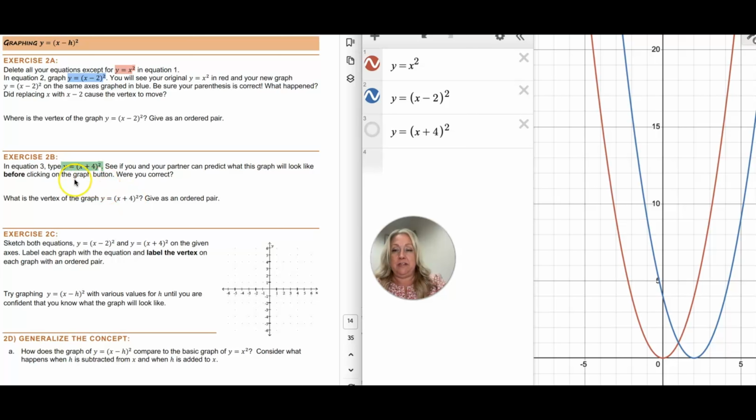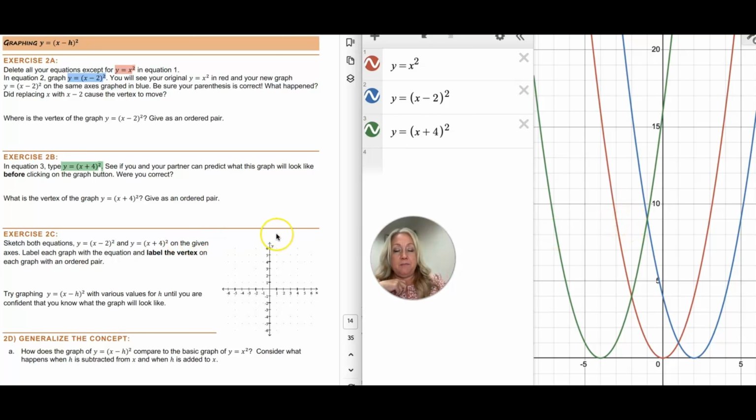All right, let's go ahead and put in the other one as well. If you want to try and predict what you think might happen on this one, that's a good thing to do. Did you think that it was going to move to the left 4 places? That is exactly what it did. So these parabolas are all the same width. They're just being moved left or right.